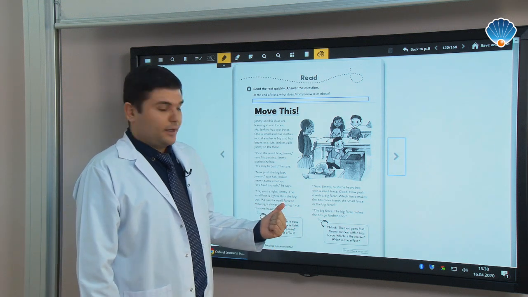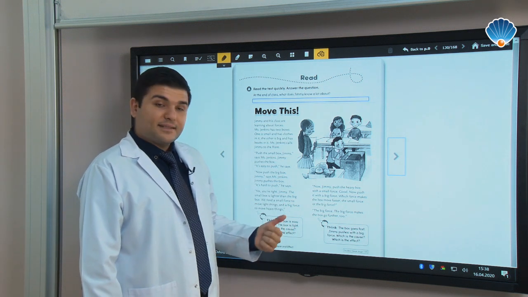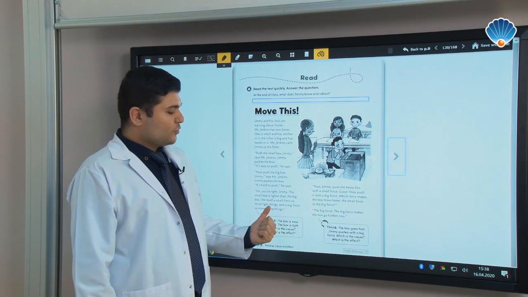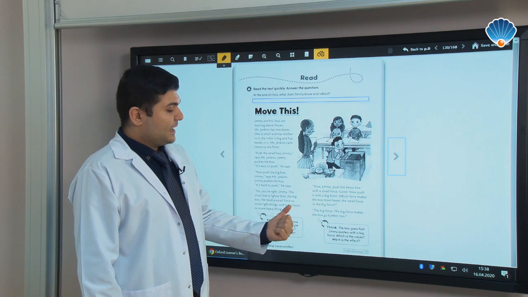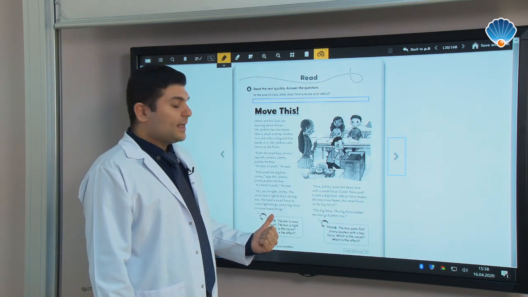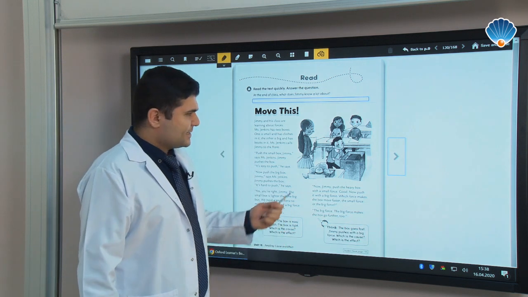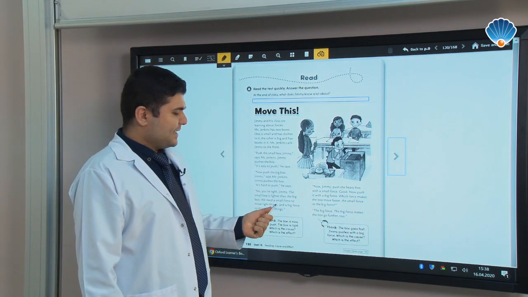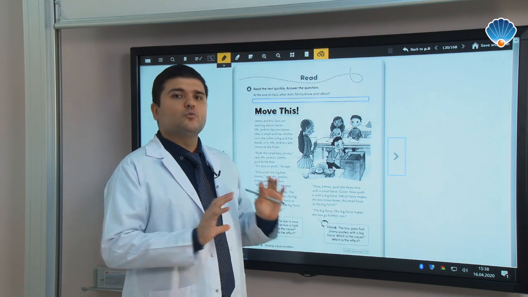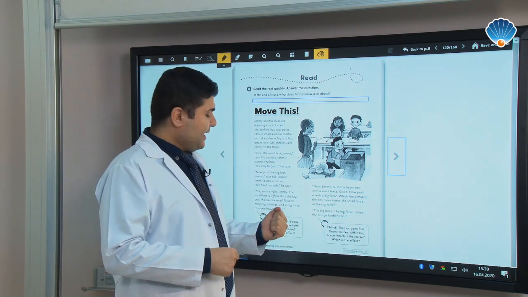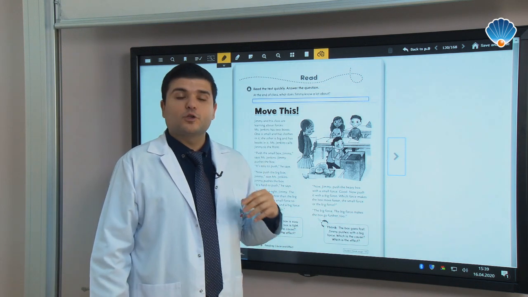"Yes, you are right, Jimmy. The small box is lighter than the big box. We need a small force to move light things and a big force to move heavy things." If something is light, as the teacher says, we need a small force to move it. And if this thing is heavy, we need a big force to move it.